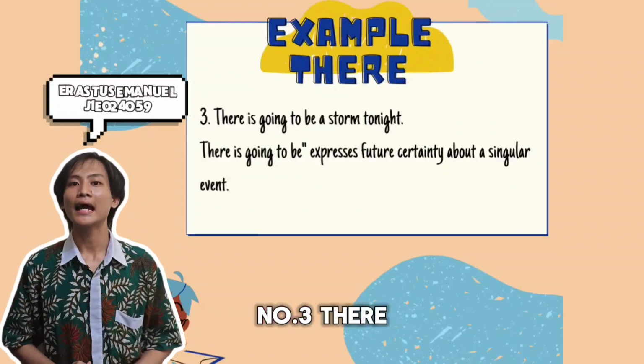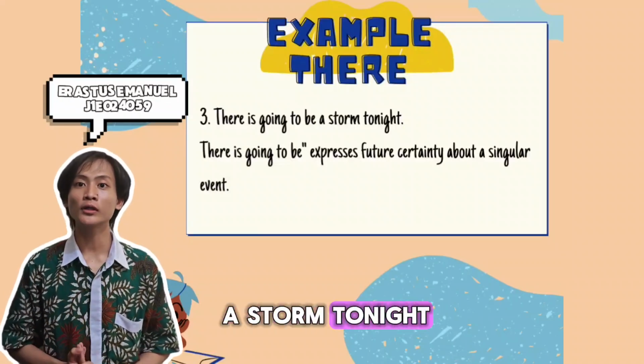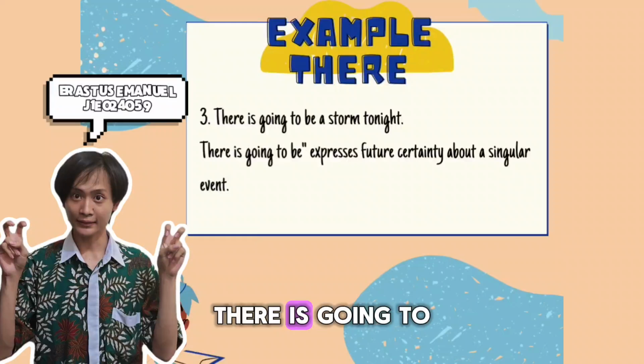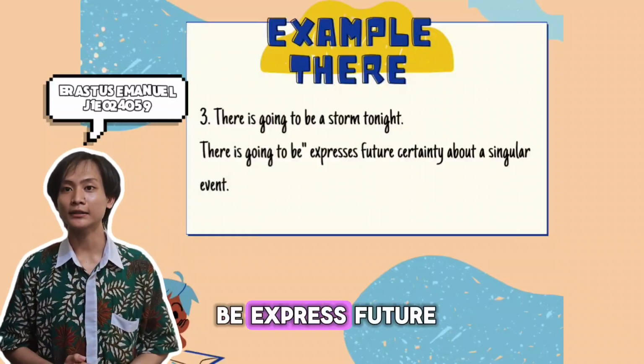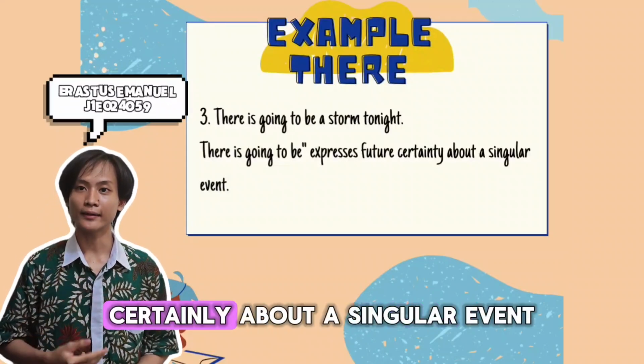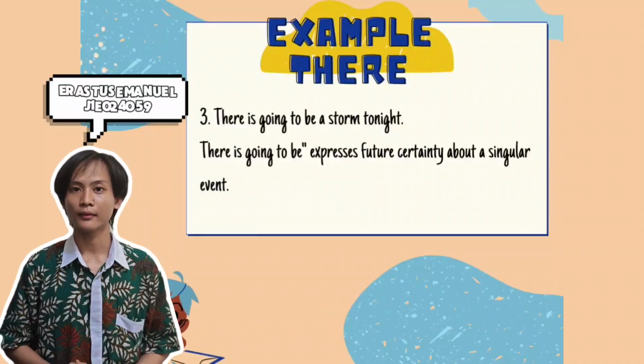Number 3. There is going to be a storm tonight. There is going to be expresses future certainty about a singular event.